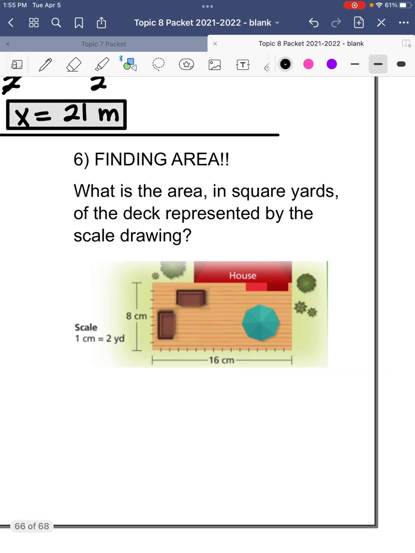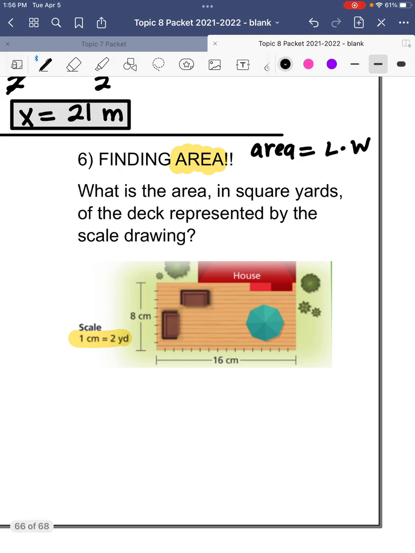Okay, last one right here. This time we're going to find area. And I want you to make a little note that area equals length times width. Area is always length times width. So, what is the area in square yards of the deck represented by the scale drawing? Now, we're also told that our scale is 1 centimeter equals 2 yards, right?